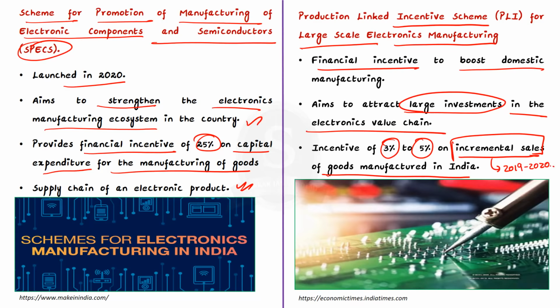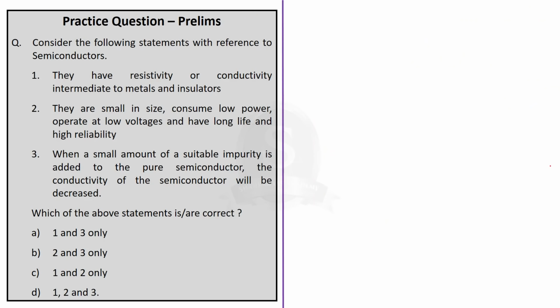See, the schemes and programs which we have discussed will help India realize its semiconductor dream. That is, India's dream of achieving a $1 trillion digital economy and a $5 trillion GDP by 2025. That's all regarding this article.